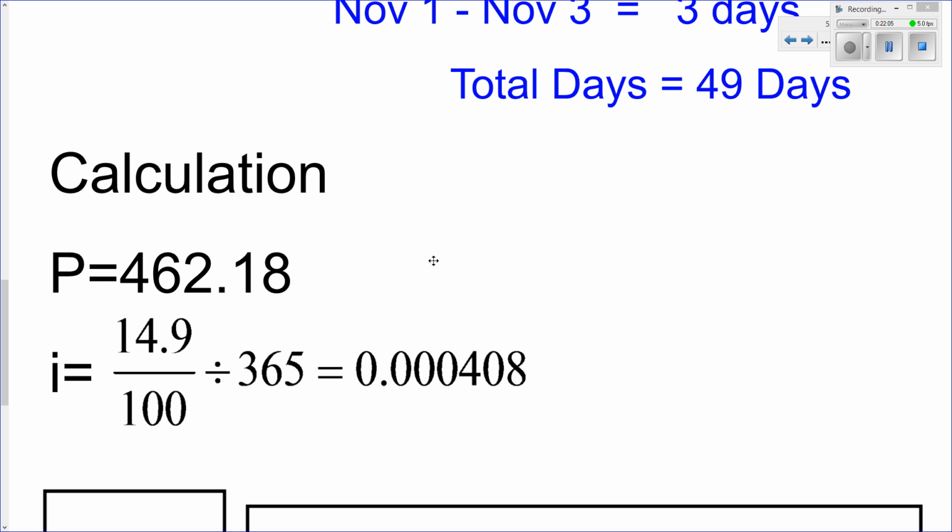So every time we do a compound interest problem, we always start with P and i and A. We don't know what A is. Don't care. We'll figure that out. But i is 14.9, just like we did last unit. 14.9 divided by 100. Now, because this is daily interest, we're going to divide it by 365 to get this decimal number, this i value.